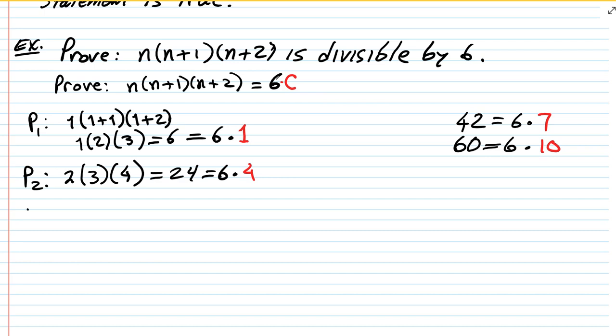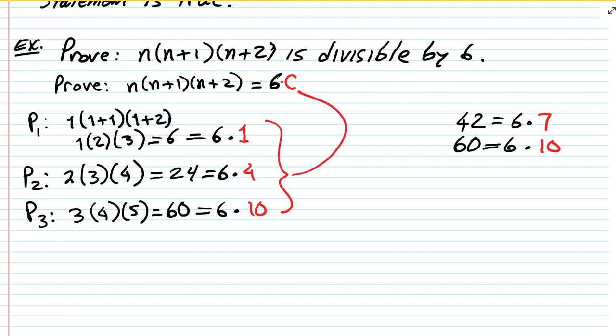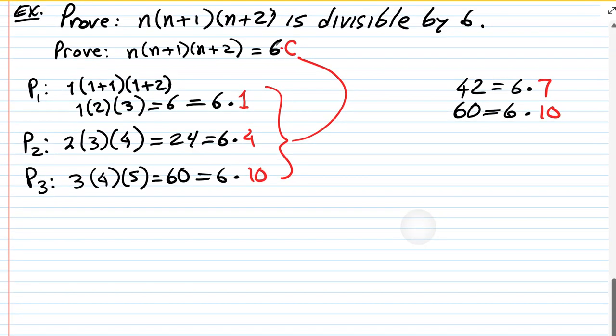Let me do one last one. When n is 3, it is now 3 times 4 times 5. That's 12 times 5, 60, and 60 is clearly the product of 6 by 10. So we were able to show that indeed every one of those is a product of 6 and a constant.